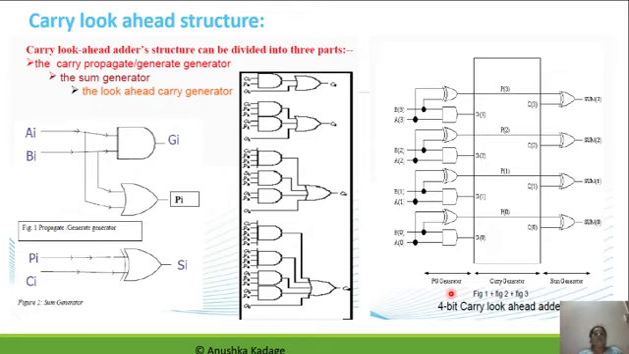We will see the logical diagrams for these parts. But before that, we can say that in a carry look ahead adder operation on parallel bits, we will have three basic structures present. One is the carry look ahead generator, another is the carry propagate and generate generator. The next one is the sum generator.